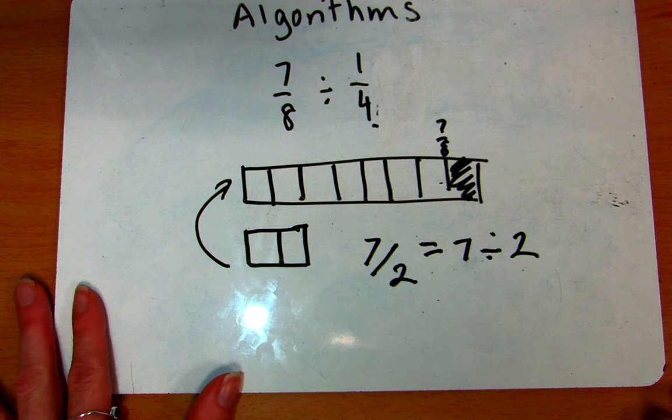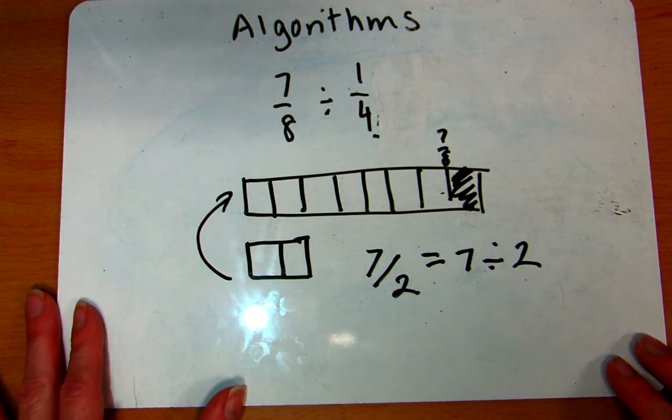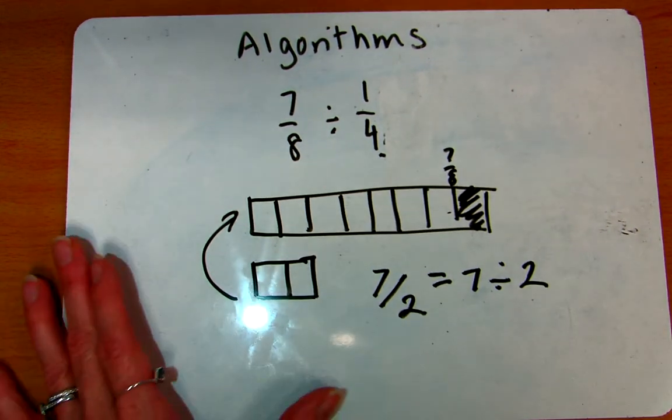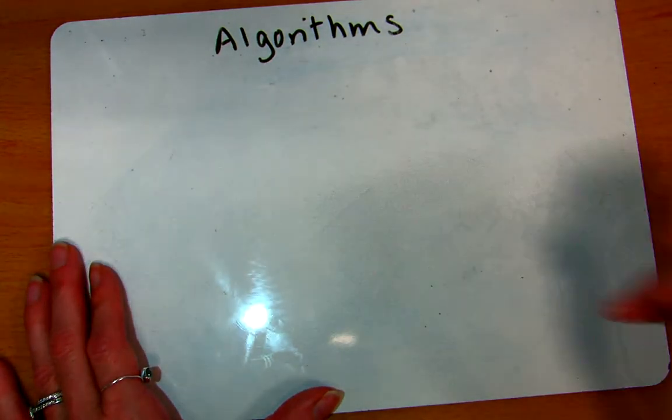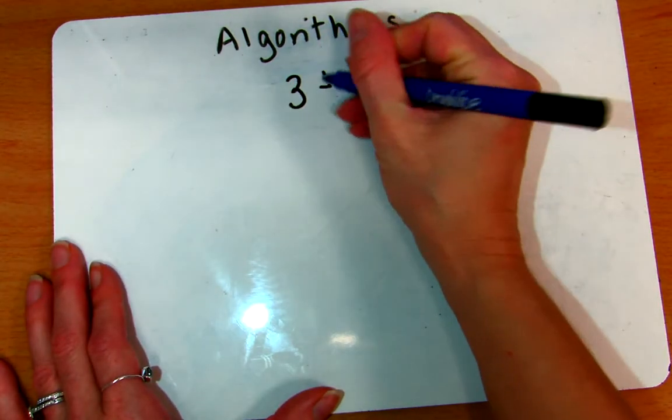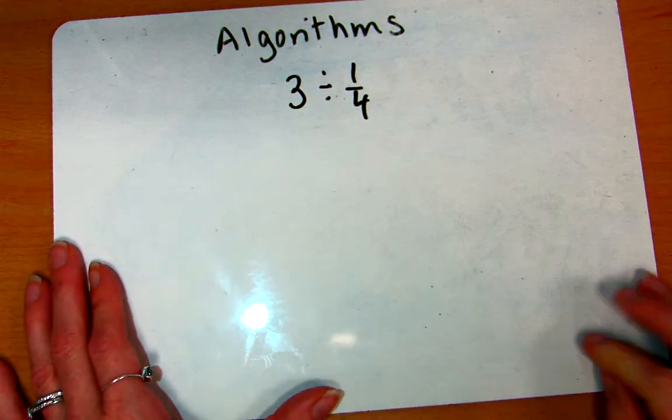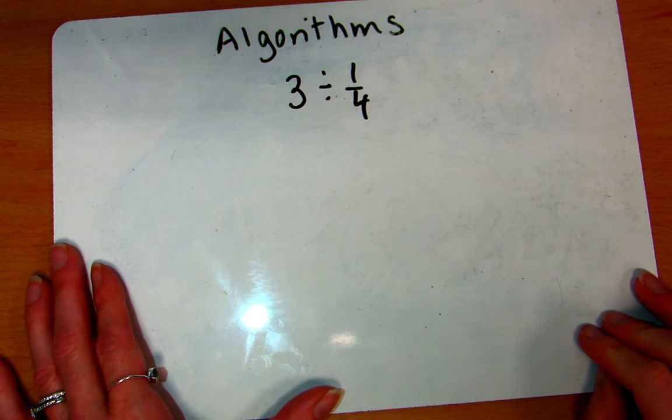All right, let's look at the second algorithm, which is multiplying by the reciprocal. So I'm going to give the problem to start: 3 divided by 1/4. Or how many times does 1/4 fit into 3?